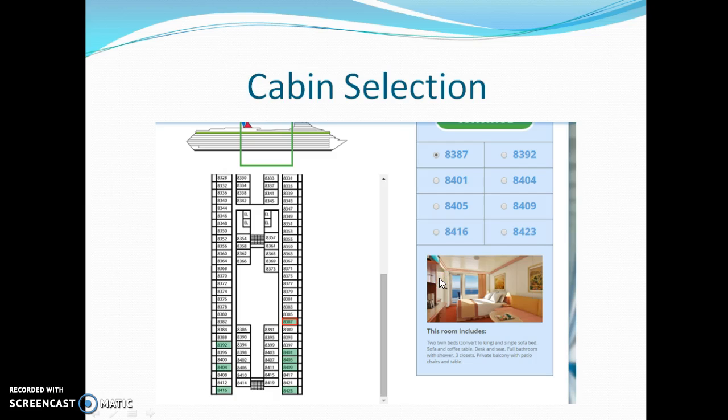Now we get to cabin selection. This is a deck plan showing you where on the deck the cabin is. This happened to be the middle, and I've selected cabin 8387, which is just in the middle of the 2 banks of elevators. There's another bank of elevators back here and one up here. So this tells you the cabins that are available, and then it shows you where they are on the ship.